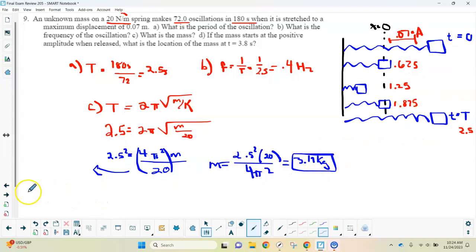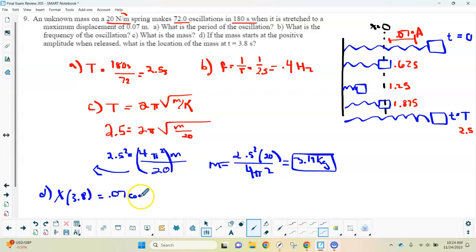And then finally for part D, they tell us to evaluate and try to find the position at x is equal to 3.8 seconds. So this is that amplitude times the cosine. So the amplitude's 0.07.